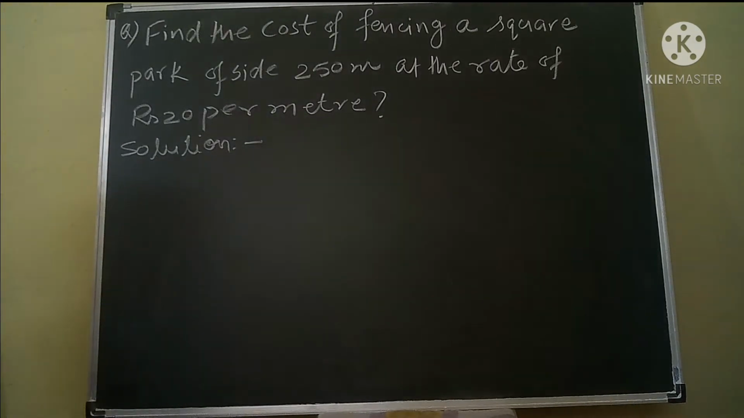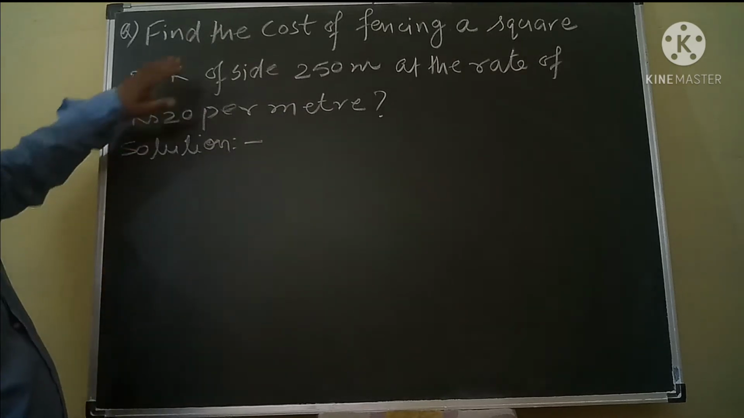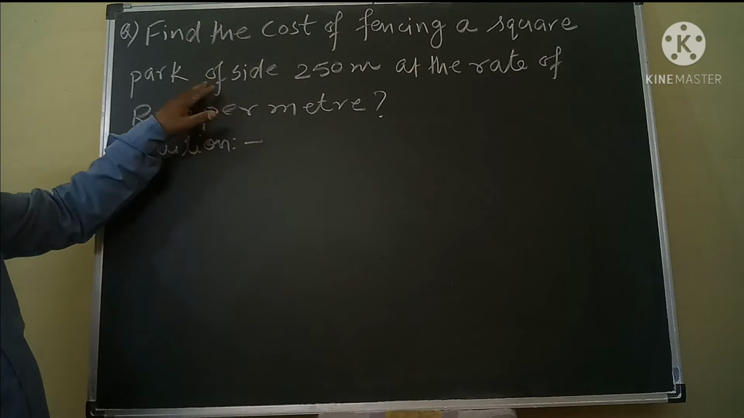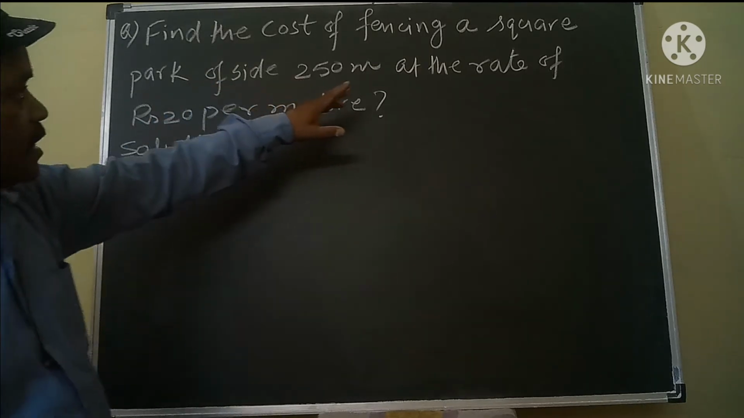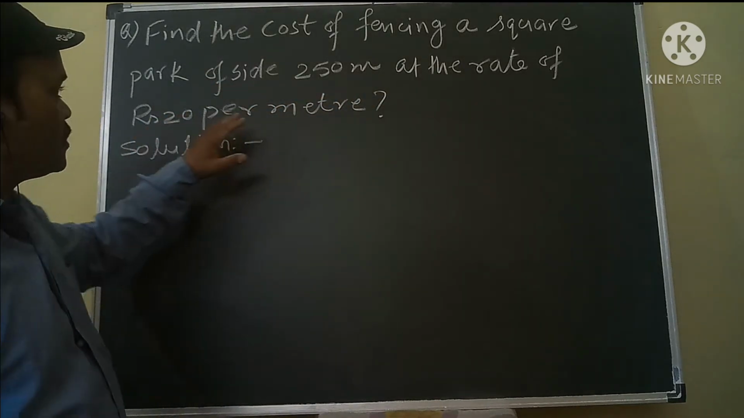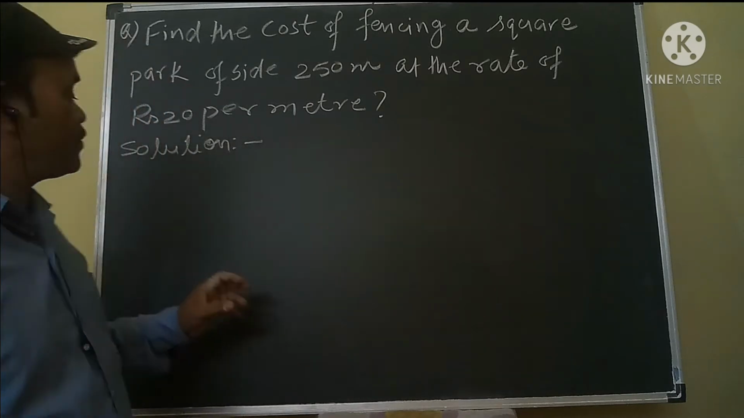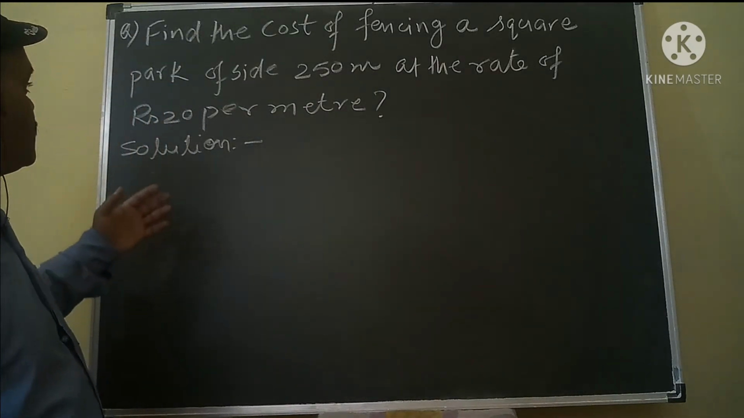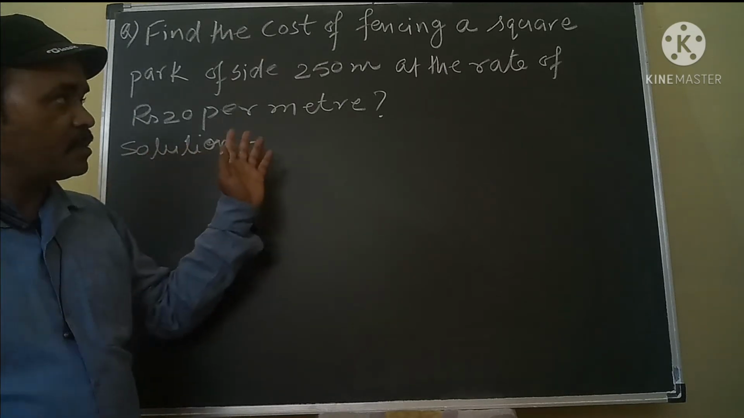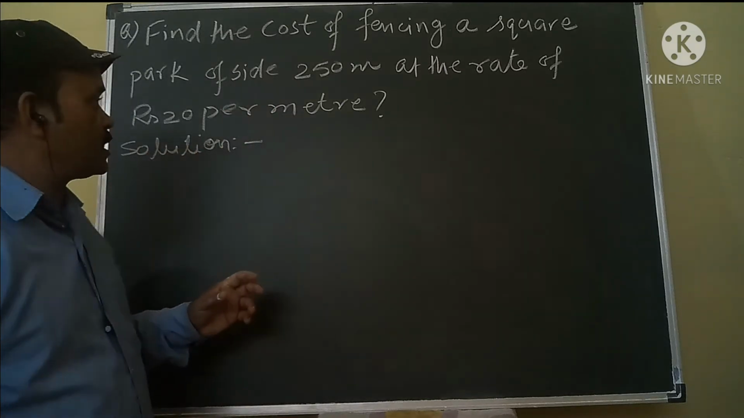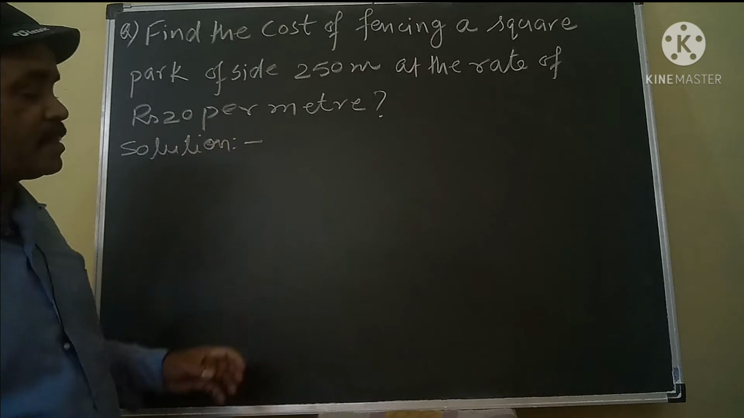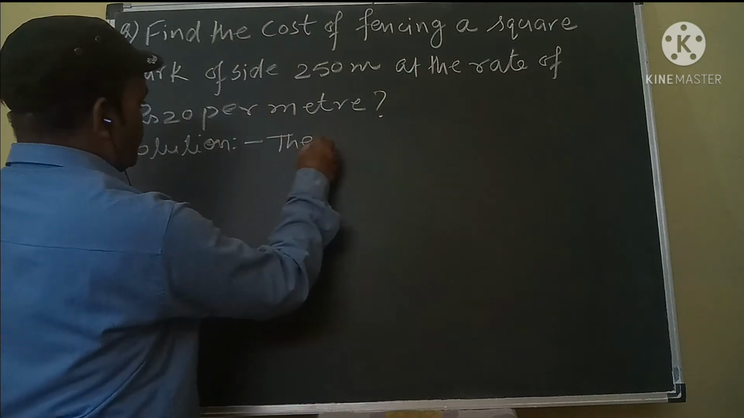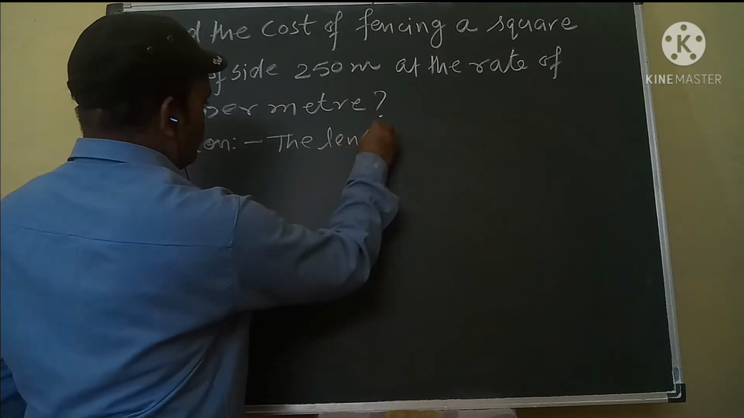Again, my dear students, you have one more question. Find the cost of fencing a square park of side 250 meter at the rate of rupees 20 per meter. In this question, first we will find the total length of the fencing. So we will apply the length of fencing.